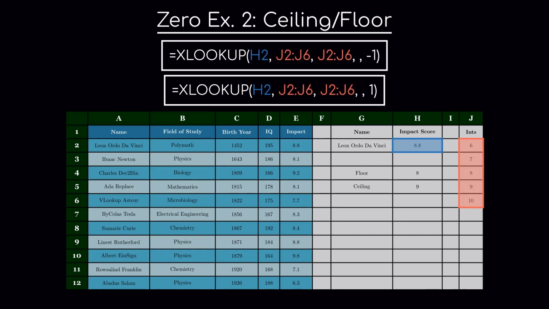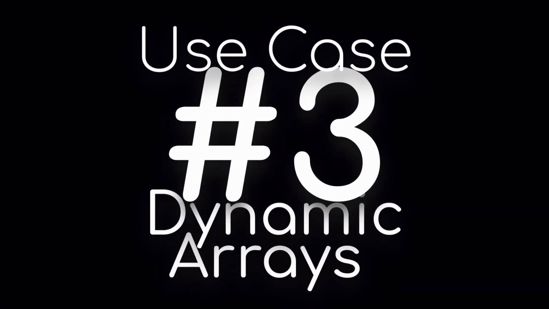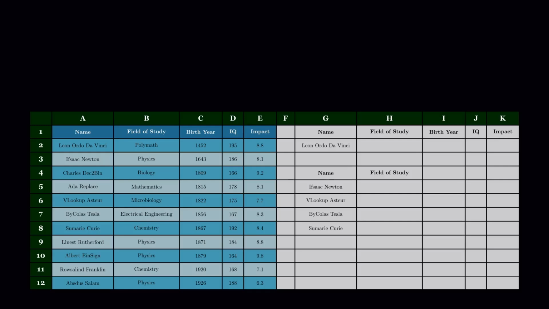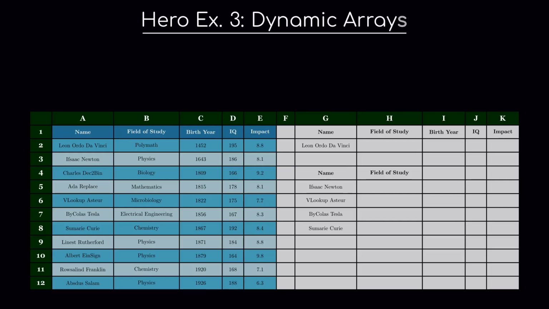The third use case we're covering is dynamic arrays with XLookup. Dynamic arrays allow more modern functions to process and/or return multiple values at once. Even better, there's more than one way XLookup is built to handle dynamic arrays. The first is using it to return multiple columns at once.